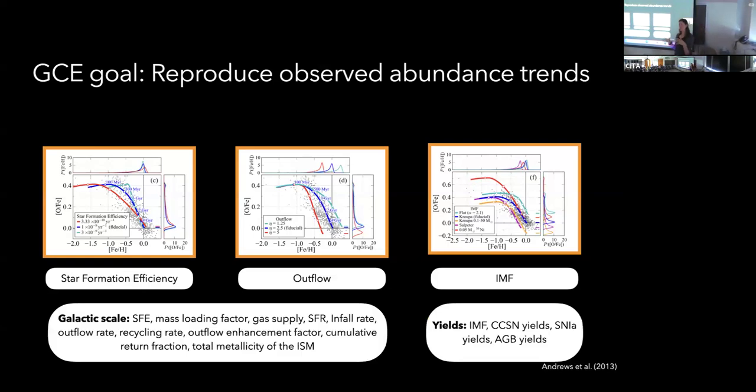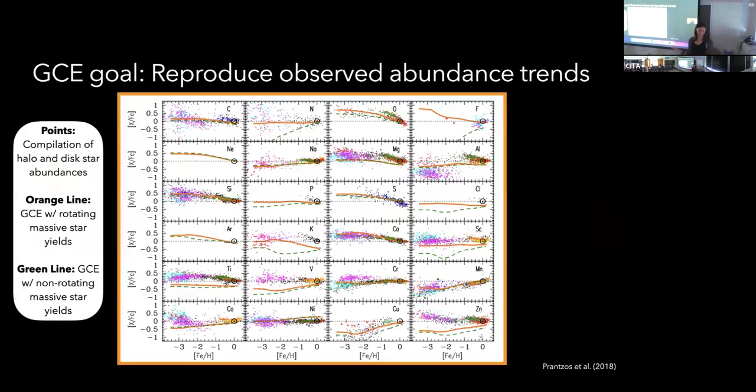So these GCE models have tons of free parameters in them, and we can break them down into roughly two categories. We have galactic scale things that are happening to the galaxy, like inflows, outflows, the total metallicity, the recycling rate. And then we have yield parameters, so the initial mass function and the actual amount of magnesium, iron, oxygen that's coming out of our core collapse supernovae, type Ia supernovae, AGB stars, whatever is getting mixed into this model. And it can be hard to tell these things apart.